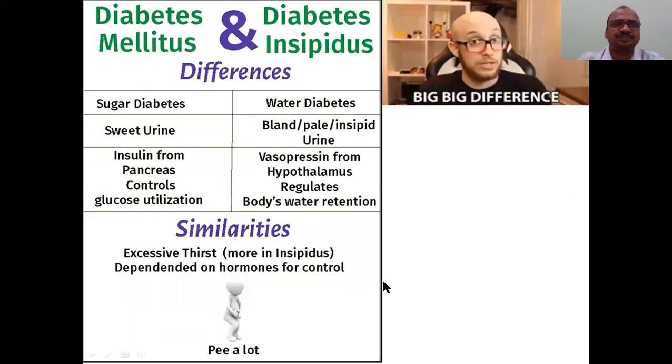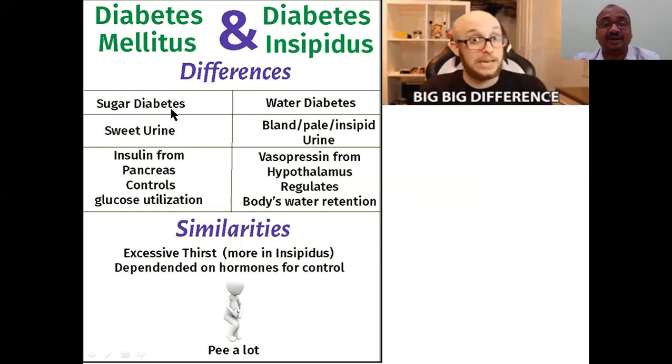First is diabetes mellitus and diabetes insipidus. A very big difference is there. Diabetes mellitus is also called sugar diabetes, whereas diabetes insipidus is called water diabetes. Why is it called water diabetes, and why sugar diabetes? We will see that. In diabetes mellitus you get sweet urine, and that's why it is called so.